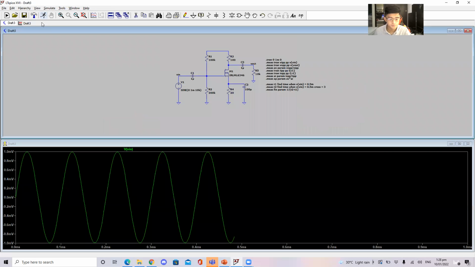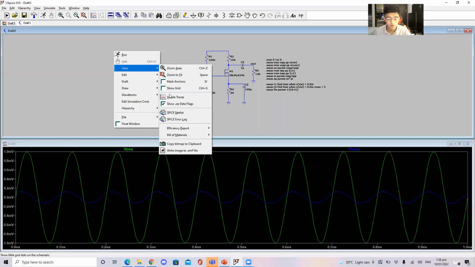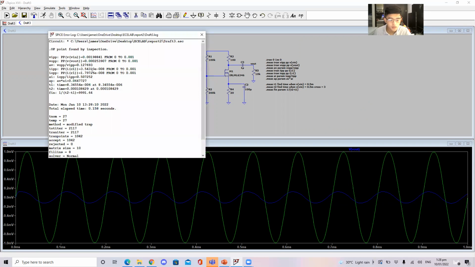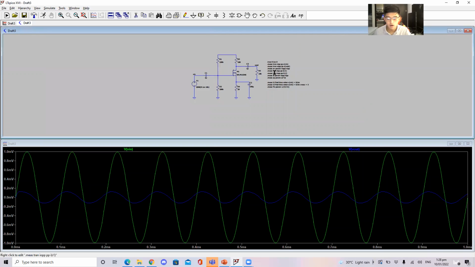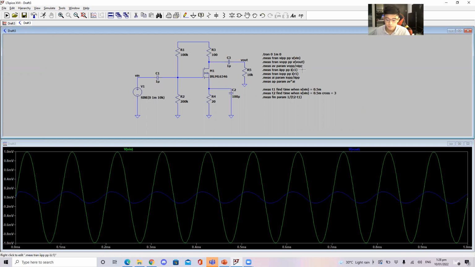And when you run this and go to View and click the SPICE error log, you're going to have the voltage input peak to peak on the first one, which is 1.99 milli, while the voltage output peak to peak is 253.91 micro, while the average voltage gain for both of them is 127.69 milli.